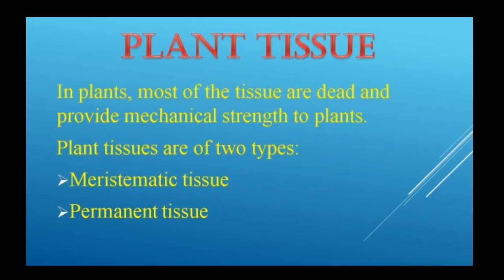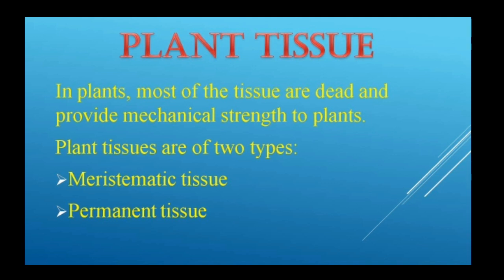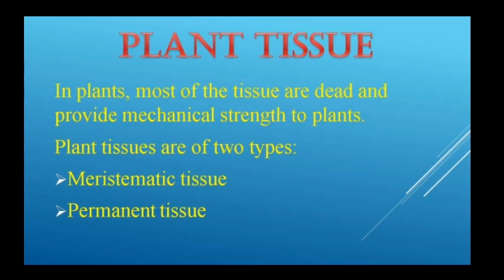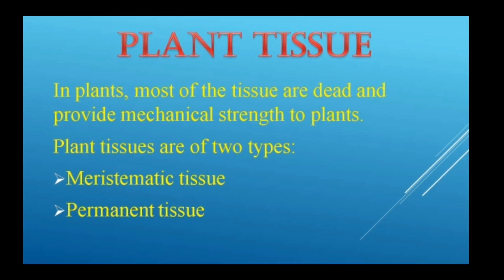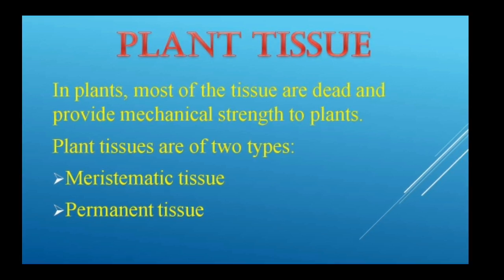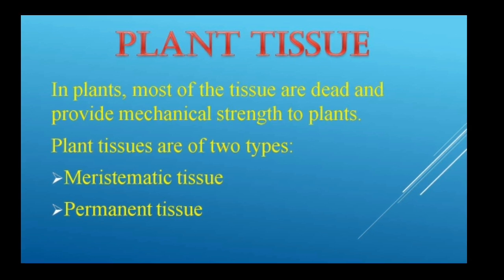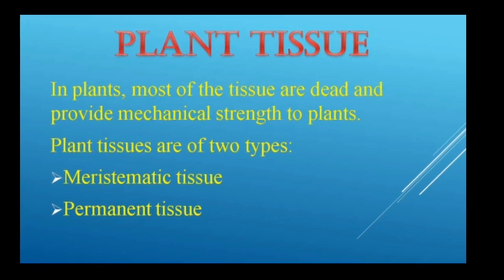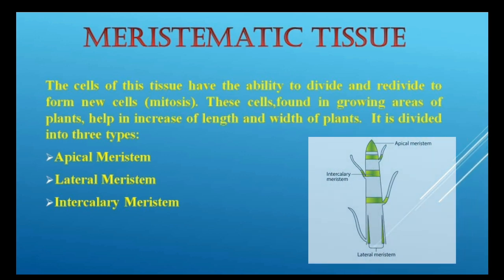Now let us start plant tissue. In plants, most of the tissues are dead and provide mechanical support to plants. Now this plant tissue is again divided into two types, as you already have seen in the classification, that is meristematic tissue and permanent tissue. Let us first try to understand what is meristematic tissue.